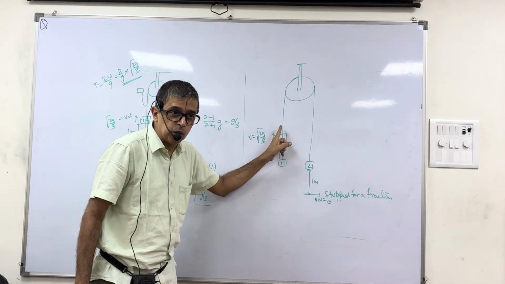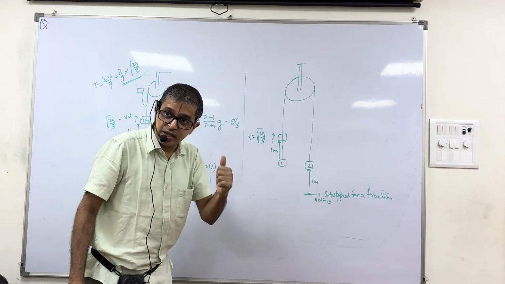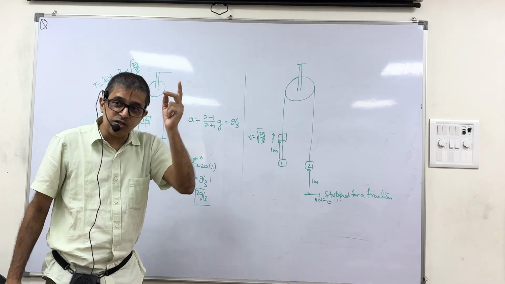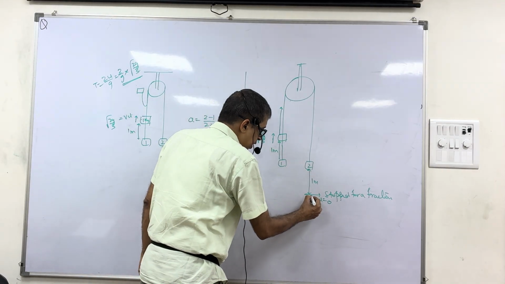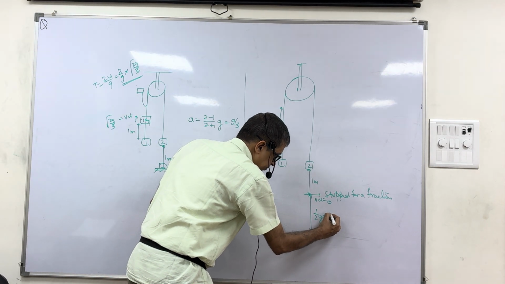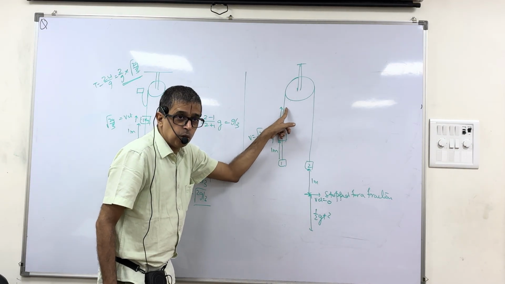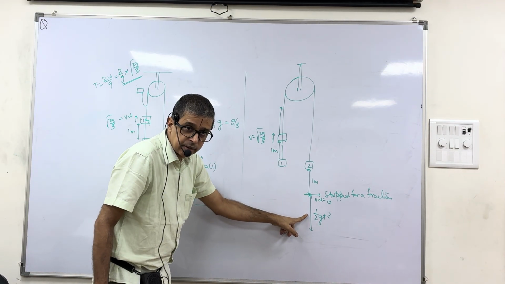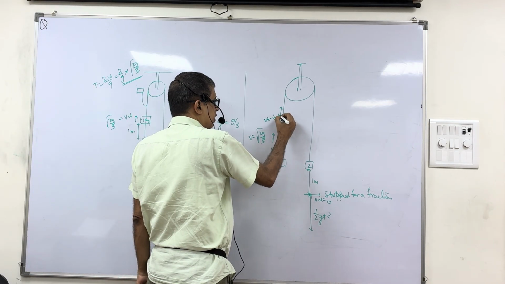So this continued to move upwards. So tension became 0. Now what is the acceleration of both? g in the downward direction. When will the string again become taut? Distance moved by this and distance moved by this should be the same. This is half g t square. This will be v t minus half g t square.